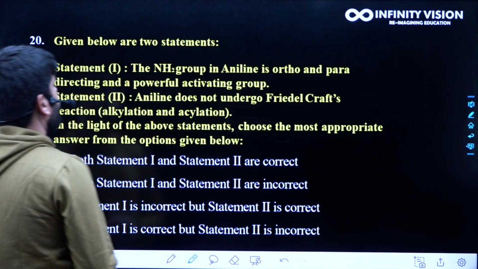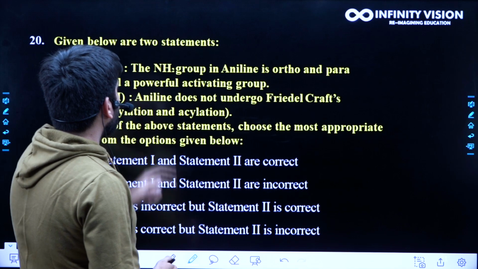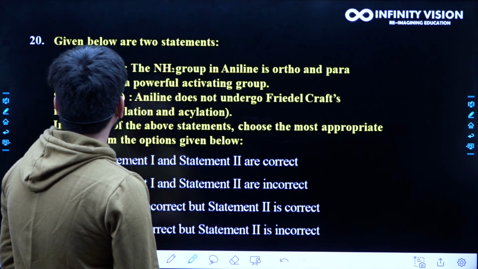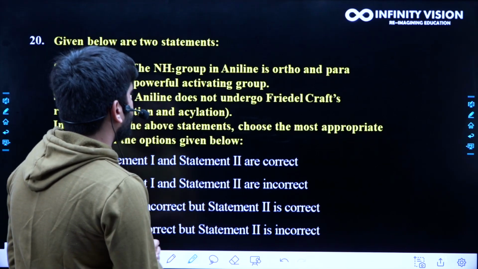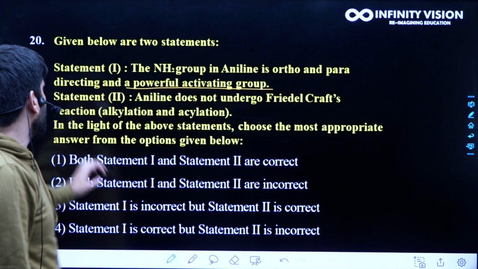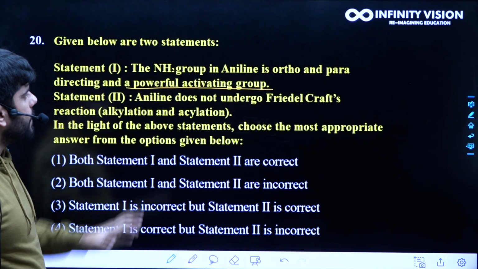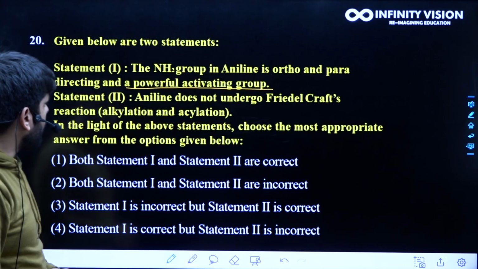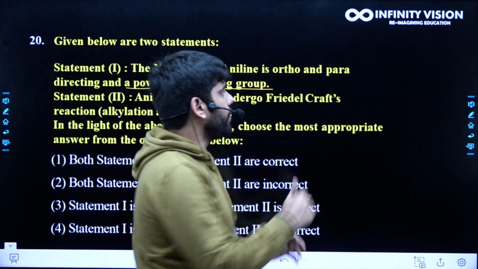Again, the statement type questions. The NH2 group in aniline is ortho and para directing and a powerful activating group. Yes, it is a powerful activating group. Absolutely correct. Statement number 2, aniline does not undergo Friedel-Crafts reaction. Yes, aniline does not undergo Friedel-Crafts reaction.